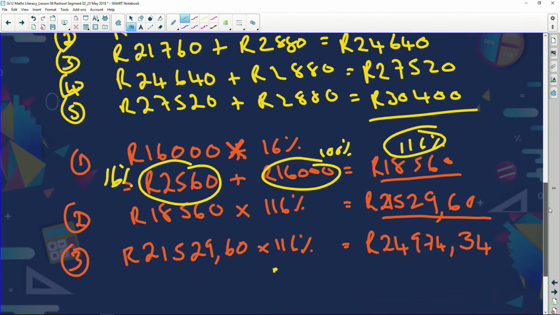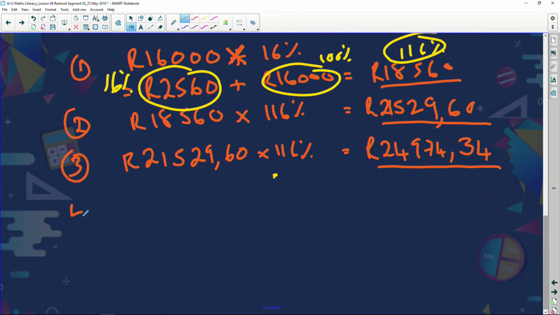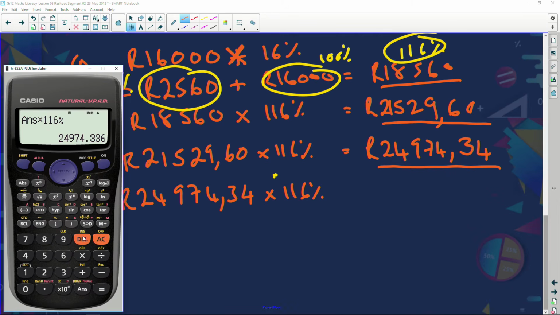I want us now to look at what's happening with our uncle and what's happening with the bank. After year 3, our uncle said you will owe me 24,640. The bank says after year 3 you're going to owe me 24,974. Maybe our uncle's not that bad after all, because already the bank is charging us nearly 300 Rand more. Eesh. Let's see what happens now in years 4 and 5. So year 4 comes along, and we've got this 24,974 Rand 34. We're going to multiply it again by 116. So let's just clear this quickly.